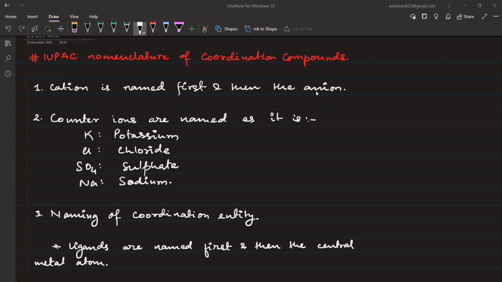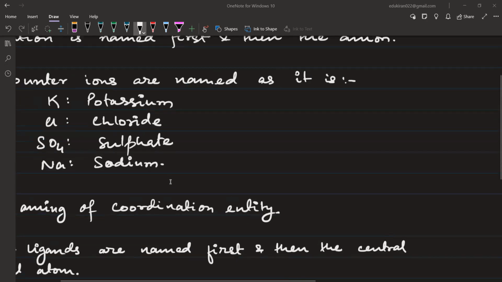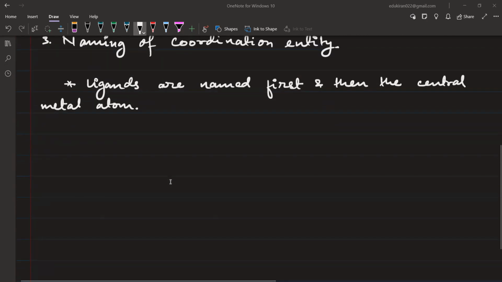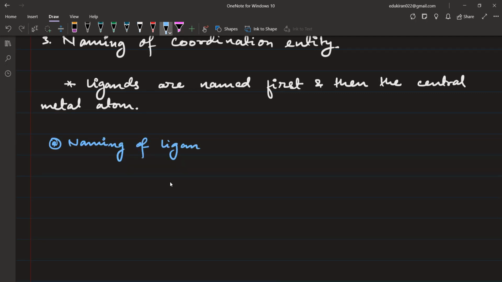Done. ठीक है. Now we are talking about the coordination entity. In coordination entity, the ligands are going to be named first, and then we are going to name the central atom. Now, in naming of ligands, please write. We'll deal with the naming of ligands. So write A part, naming of ligands. Now, we have three types of ligand: anionic, cationic, and neutral. So please write.